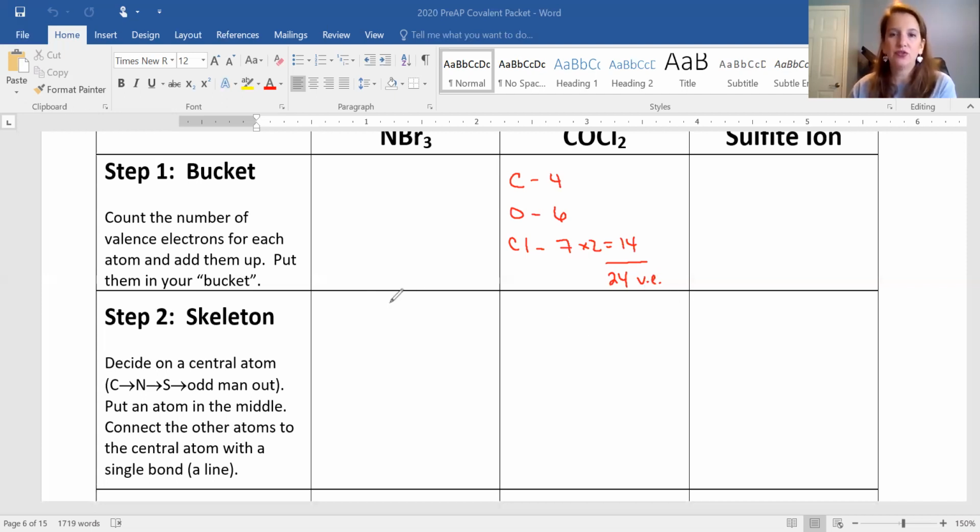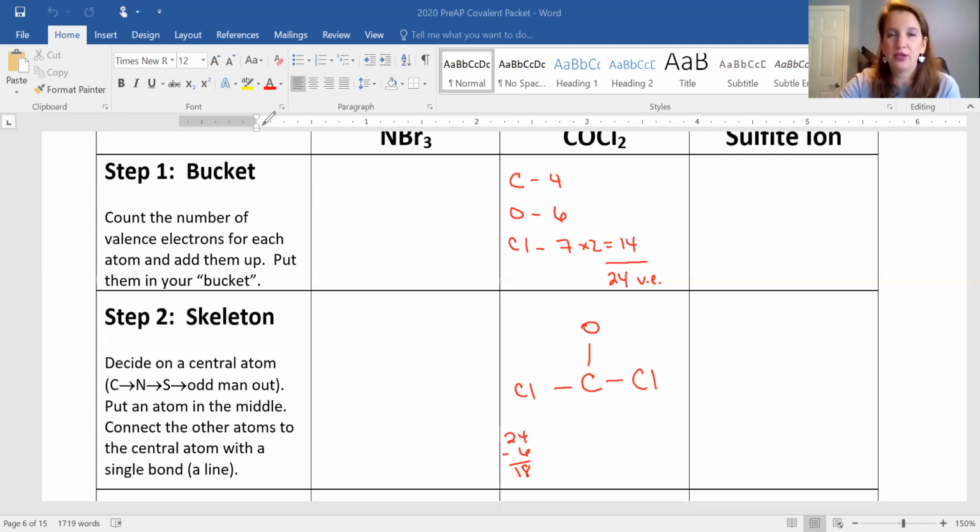Okay, so now we're going to draw our skeleton. We've got to see which atom goes in the center. We're going to put carbon in the middle. It's the least electronegative. It's furthest to the left on the periodic table. And so everything else gets connected to it with a line. Whenever I draw it, I do try to make it symmetrical. So I'm going to put oxygen in the middle here and chlorine on the opposite sides of the structure. So we have 24 electrons to use. We just drew 2, 4, 6 in our lines. So that means we have 18 electrons left.